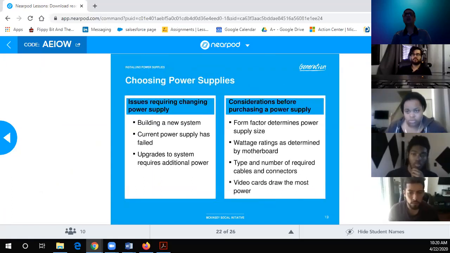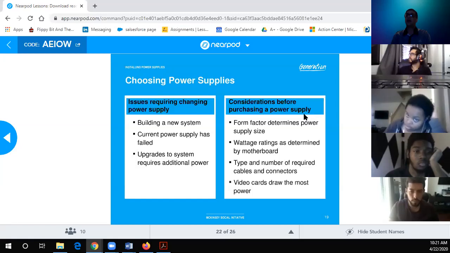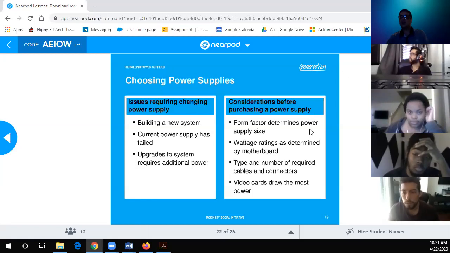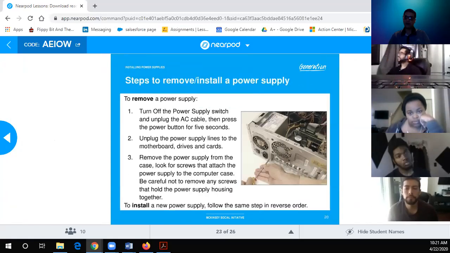Continue now to 22. Issues requiring changes to power supply: obviously building a new system, current power supply failed, upgrades to the system requires additional power. I've stated that before. Considerations, obviously the size of the unit, can it fit? We have to determine the amount of watts that we currently have and need, depending if we're upgrading stuff, type, and the number required of cables and connectors, and our video cards. We need to make sure we have enough for them.